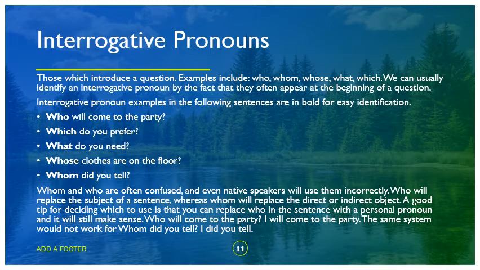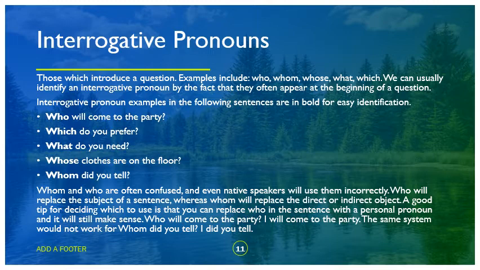Who will come to the party? Now here "who" is being asked, कौन आएगा पार्टी पर, तो यहाँ पूछा जा रहा है कि कौन आएगा, आइडेंटिफिकेशन. Which do you prefer? उर्दू में बनेगा कौन सा. What do you need? क्या चाहिए आपको या आपको क्या चाहिए. Whose clothes are on the floor? किसके कपड़े, किसके. Whose is in possession. Whom did you tell? किसको बताया, information.